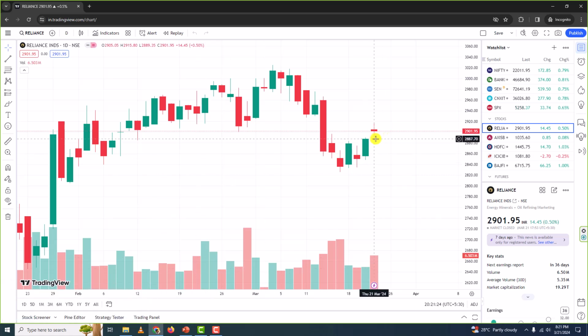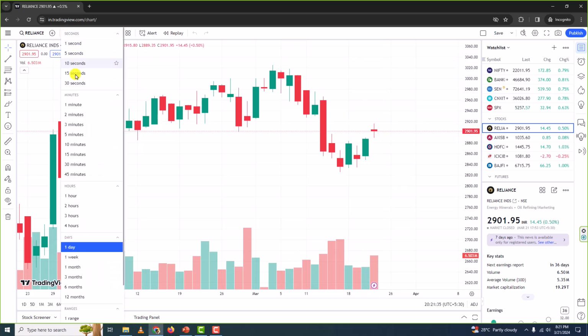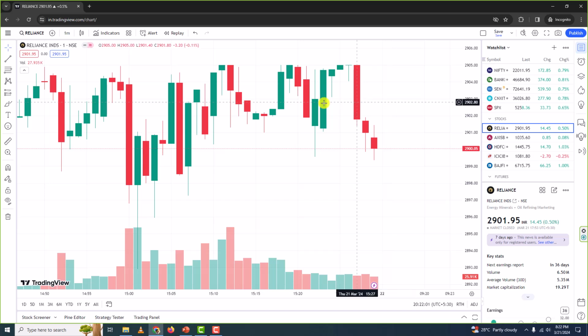Now, if we want to look at this day in detail, then we will have to go to lower time frames. Here, I will select 1 minute. You have 1 second, 5 seconds, 10 seconds, 15 and 30 seconds. All these are available if you have a premium subscription, meaning you have to pay to TradingView and they will provide you with the chart of these time frames. But now let us look at 1 minute time frame.